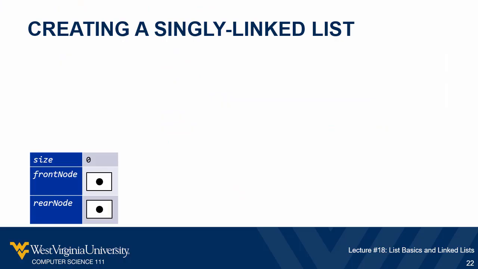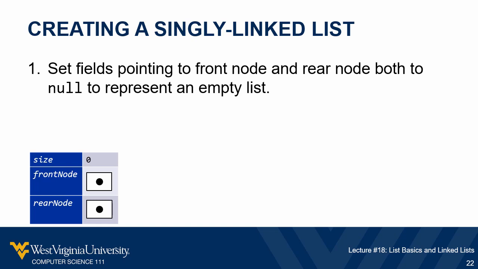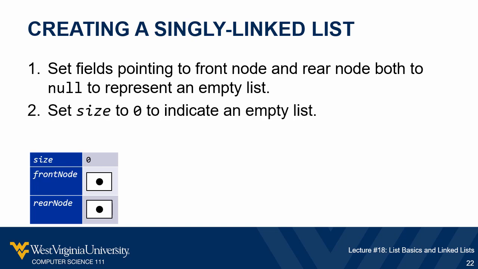And then I'll provide Javadoc for these fields. When we call a constructor to create a new instance of a singly linked list, we have a little bit of setup we need to do. We want to make sure that our fields that point to the front node and the rear node are both set to null to represent that we don't have anything stored in our list. And we also want to set the size field to 0, again, to show that we have an empty list.